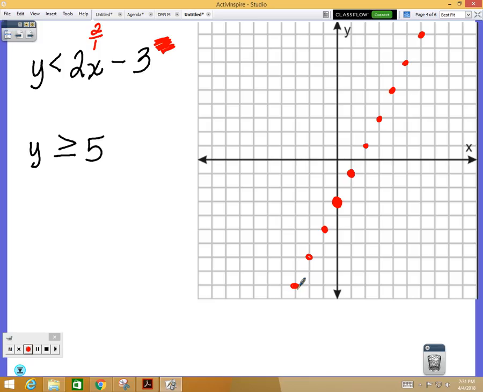Since this is a less than symbol, do I do solid or dotted line? Dotted line.